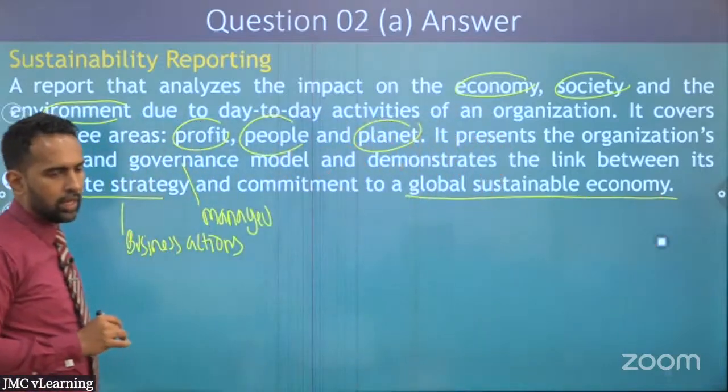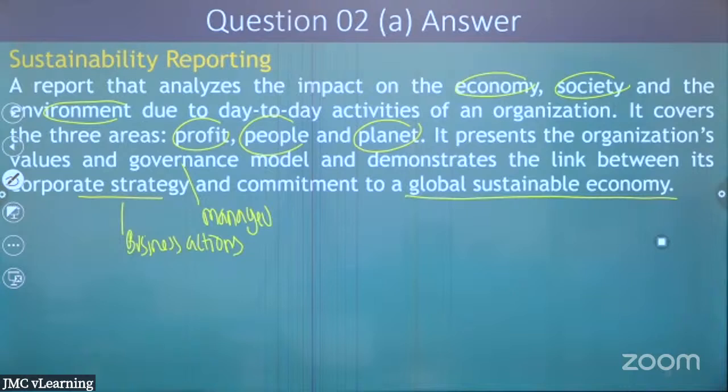Global sustainable economy. Please take a screenshot of the answer, sustainability reporting. Definitely you are getting either integrated reporting or sustainability reporting. You are going to get a 5 marks question. Okay?